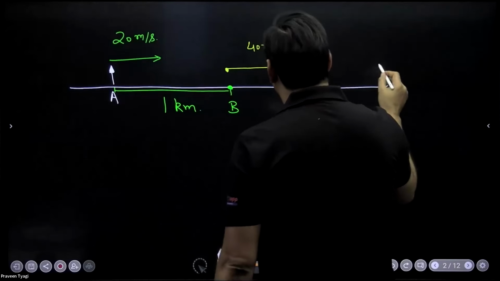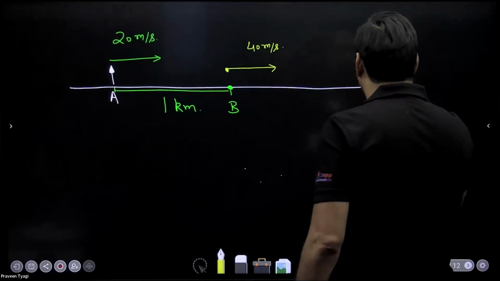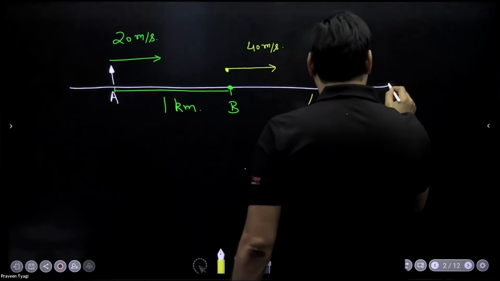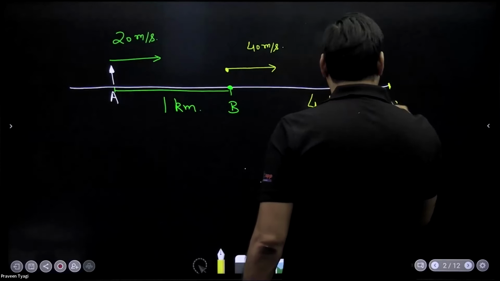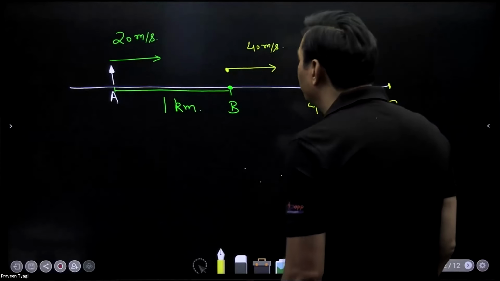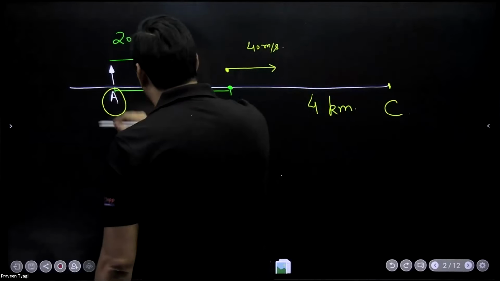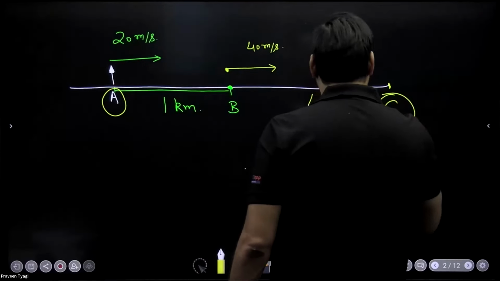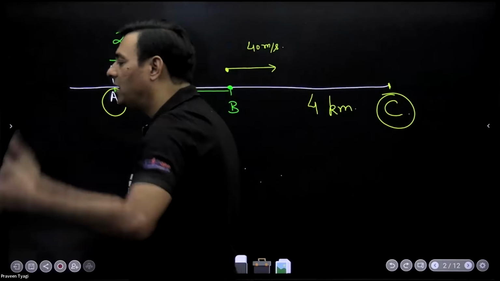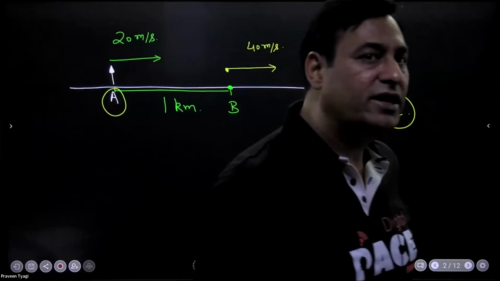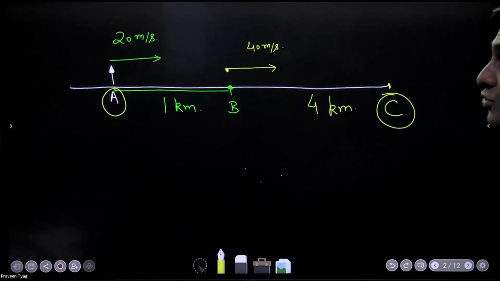So I am moving with a constant speed for the next 4 kilometers, and I reach point C. This time you have to tell me what is my average speed from A to C. We will keep increasing the level of difficulty if you keep answering correct. So please be attentive and answer. Average speed from A to C.